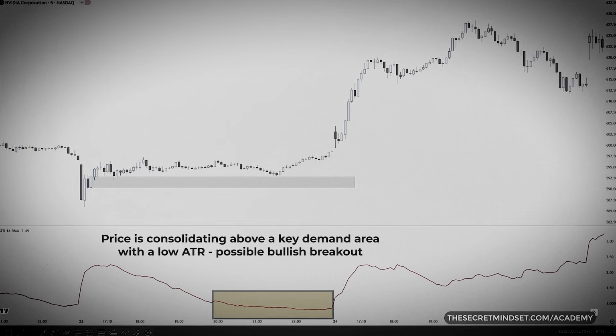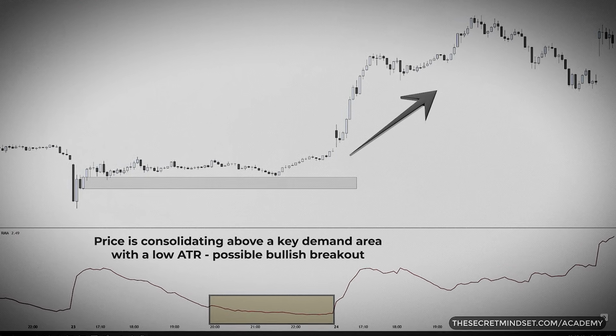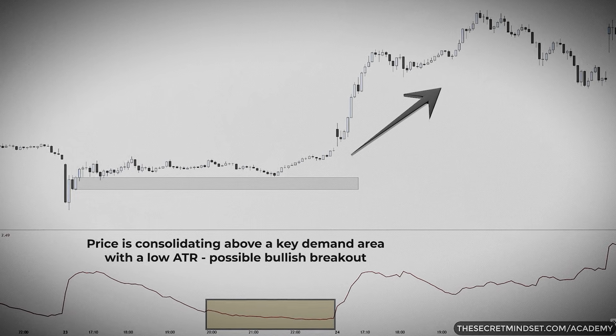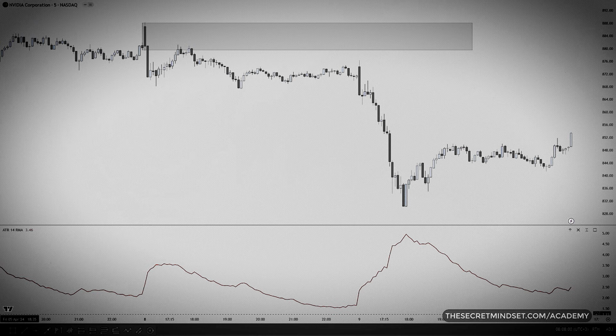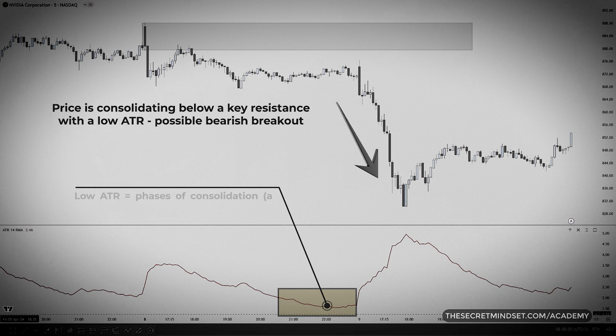If the prevailing trend is up and the price is consolidating above a key demand area with a low ATR, you might anticipate a bullish breakout. The market is catching its breath before the next leg up. On the other hand, if the prevailing trend is down and the price is consolidating below a key resistance level with a low ATR, we might anticipate a bearish breakdown. This is the power of using the ATR to identify phases of consolidation. It gives you a heads up that a big move might be coming, and it allows you to prepare accordingly.